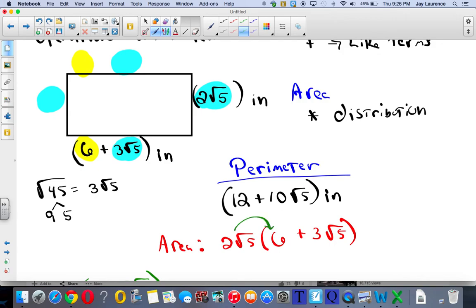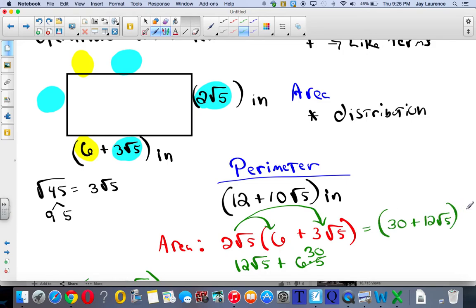I've got 2 rad 5 times 6, which would be 12 rad 5. Here, I have 2 times 3, which is 6, but I have rad 5 times rad 5, which is 5. And 6 times 5 is 30. So the area is going to end up being 30. Always write the rational number first. Plus 12 rad 5. And then since we're doing area, it's inches times inches, so it will be in inches squared. Okay? When I multiply, I multiply the coefficients, then I multiply the rads, and then I simplify if possible.